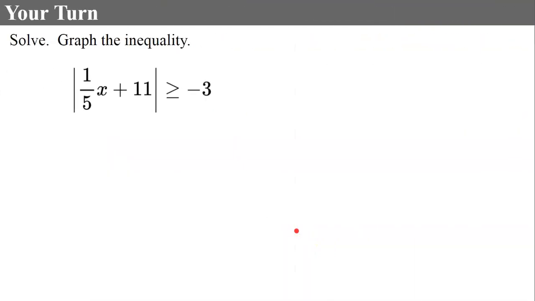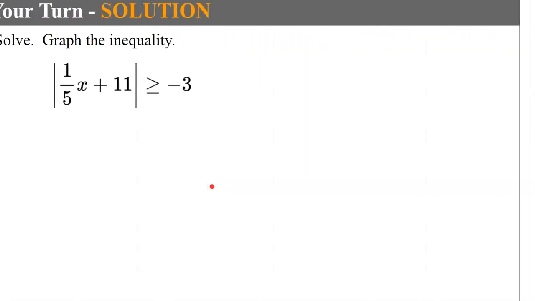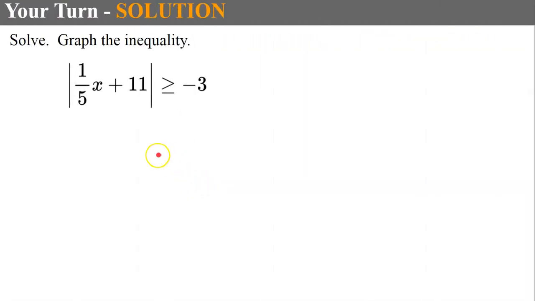Your turn. Go ahead and solve. Come back and hit play when you're ready. Welcome back. So here we go. Some students get tricked by this. This is not less than, it's greater than. So this is always going to be true because it will always be greater than -3.